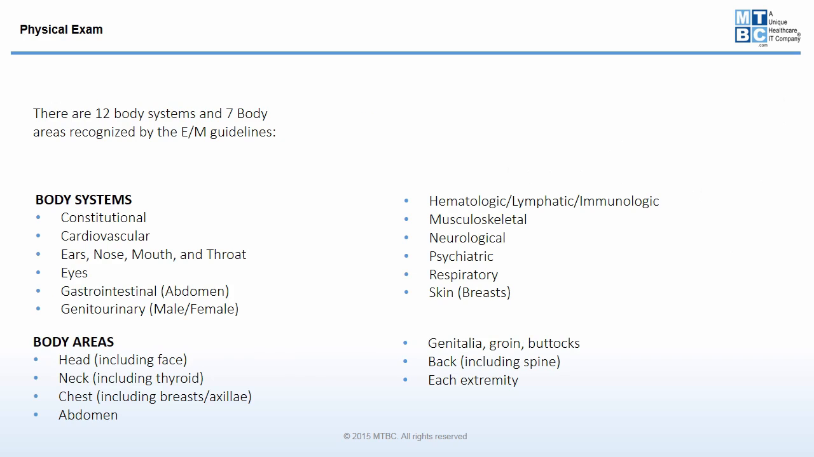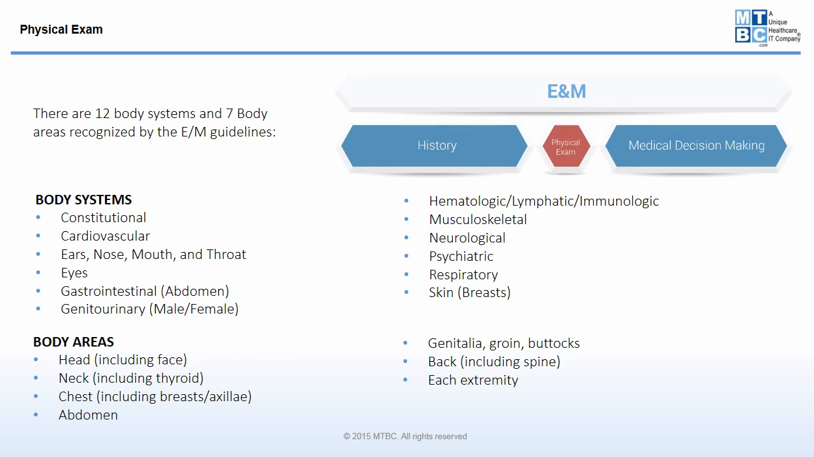Moving on to the physical exam. Now, there are 12 body systems and 7 body areas recognized by the E&M guidelines. Body systems starting from constitutional to skin, and body areas include head, neck, chest, abdomen, genitalia, back, and each extremity.